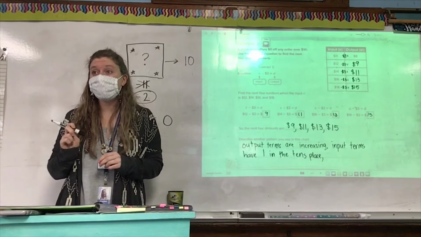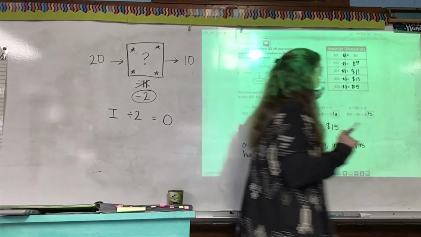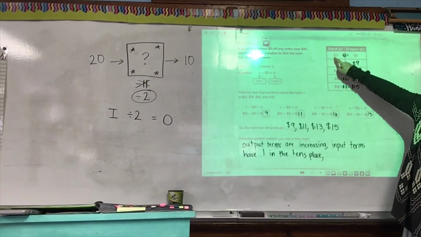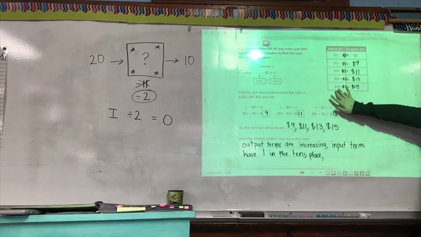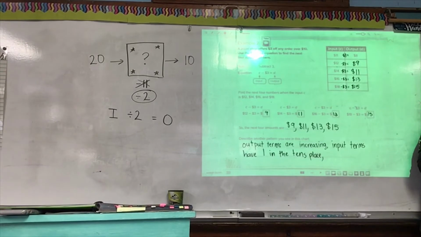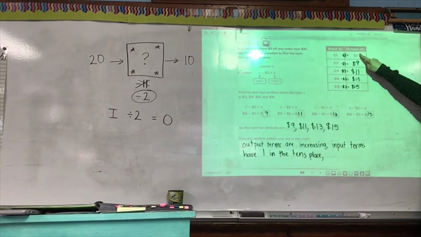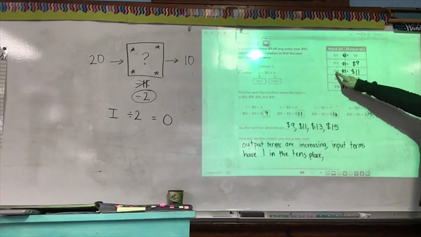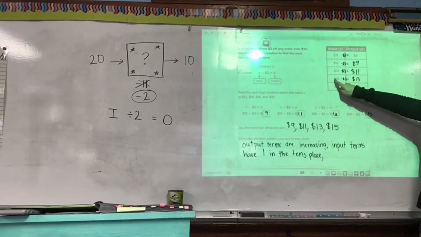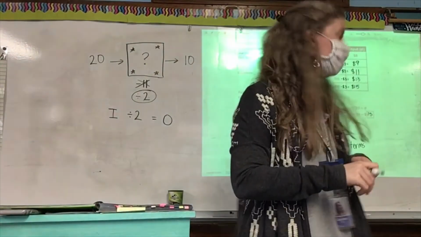Uh-huh. That is a very good observation. Victoria wasn't sure if it counted, but it was a very good observation. Every time the input is odd, the output is even. So anytime one column is odd, the other column is even. Do you see that? Here we have an odd number in the input, even in the output. Odd in the output, even in the input. Odd output, even input. So that is a very good observation. So we will go ahead and write that.